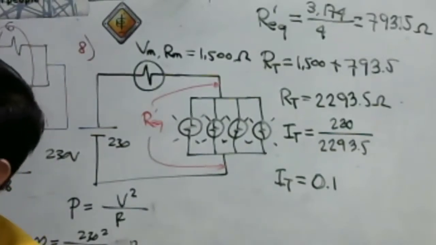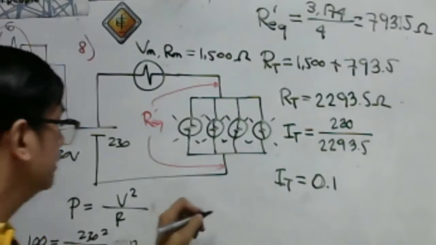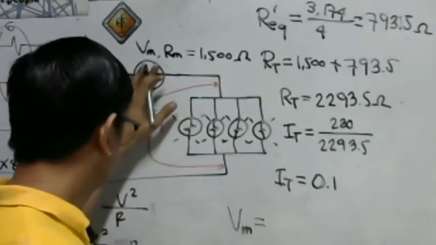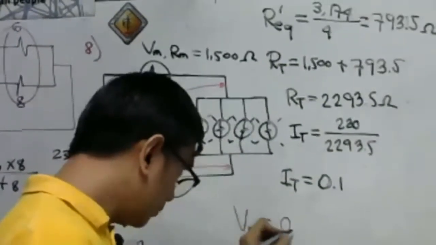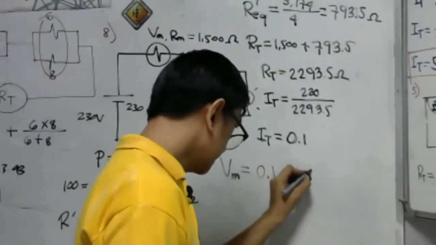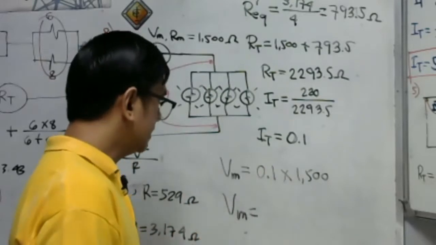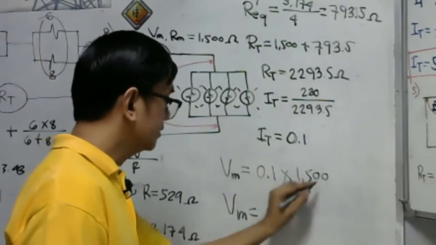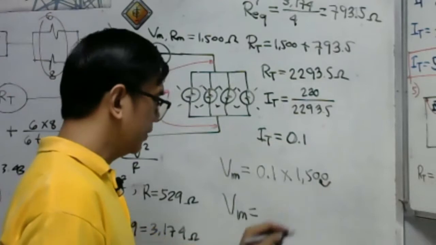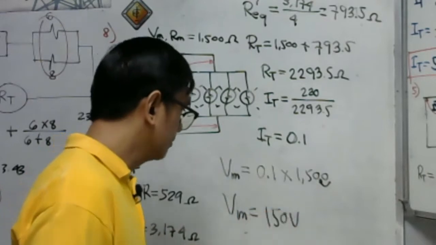The question again, what will be the reading of the voltmeter? The reading of the voltmeter is V sub M by Ohm's law. Current, which is 0.1, times the resistance, which is 1.5. Simply move this decimal one time going to the left. So we have here 150 volts.